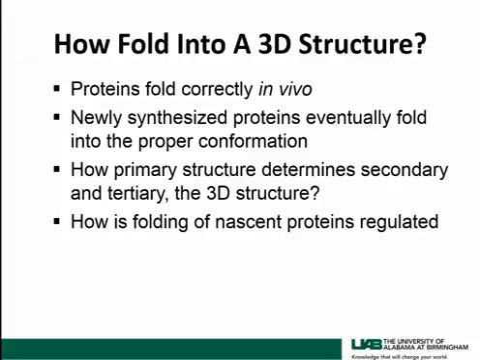How do proteins fold into their three-dimensional functional structures? Well, we know that when proteins are synthesized in vivo, they fold correctly. The newly synthesized proteins are not folded immediately after they're synthesized, or as they're synthesized, but a short period of time after that, they begin to fold into their three-dimensional structure. Now, how do they do that? And what causes that folding to occur, and to occur without any problems?